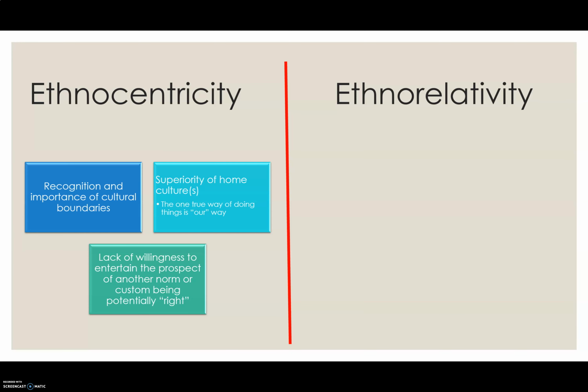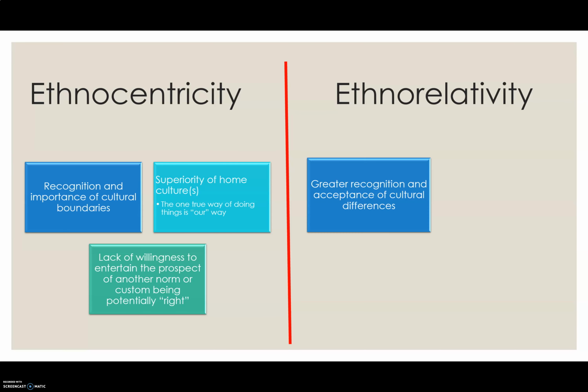And there's also a very strong lack of willingness to entertain the prospect of another norm, or another custom being potentially right. Okay, so again, I suppose this is related to the superiority of the home culture, that the norms, the customs, the values that we have in Irish culture are right, and that actually no other cultures can be right as well. Yeah, so this is kind of exclusivity surrounding the correctness of Irish norms and customs and values as being the right ones, the correct ones, whereas others are incorrect.